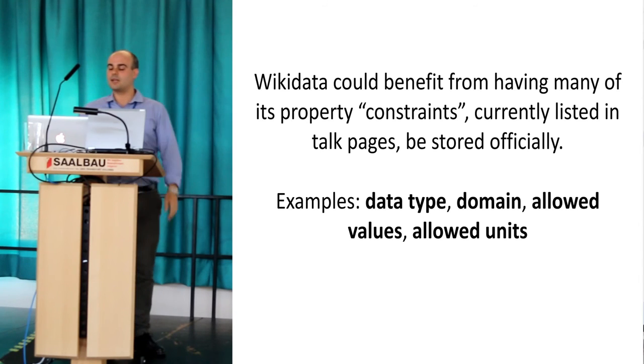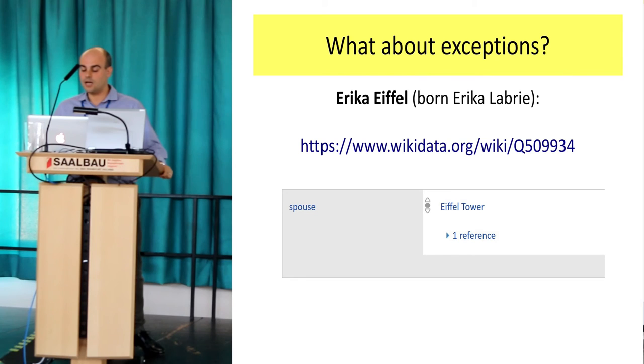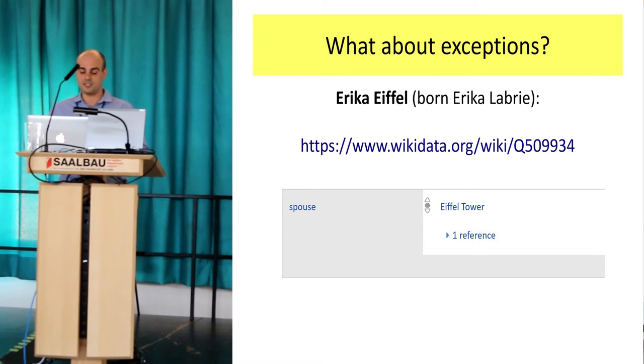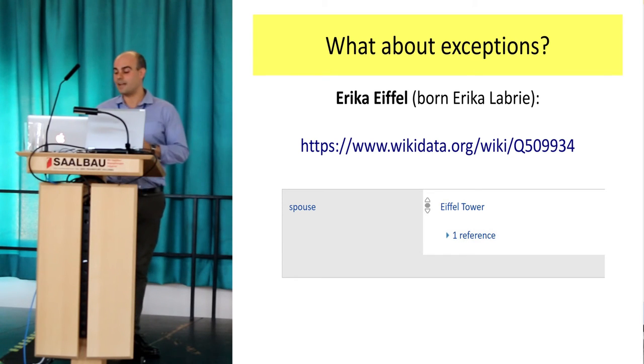Besides just the domain, there's allowed values, which is the range, and then the data type and allowed units. Here's a fun example. This would be something that's an exception. How do you handle exceptions? So there's this person, she named herself Erica Eiffel, and if you see here, in her Wikidata entry, under spouse, the value is listed as Eiffel Tower.